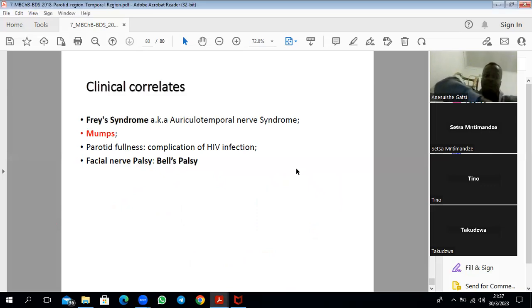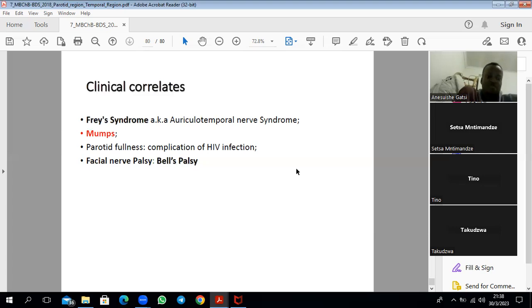And mumps virus is not really a desirable thing. It causes infertility. So yes, it will attack the parotid, but it also attacks the testes and the epididymis, causing what we call epididymo-orchitis, which leads to infertility in males. So mumps is a type of virus, and it affects your parotid. Then you can get parotid fullness in HIV infection. I talked about the parotid swelling.